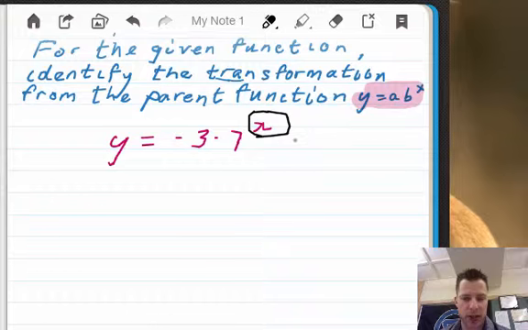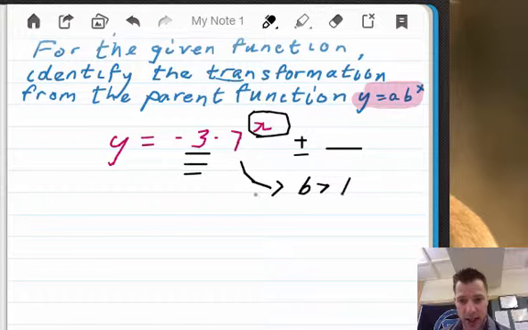There's nothing being added or subtracted to this x value right here. So there's no shift left or right. And if you think about the k value, if you're adding or subtracting some value on the outside, then that would tell you there's a shift up or down. But neither one of them is there. So there's no shift left or right and no shift up or down. So you've got to concentrate on this value right here.